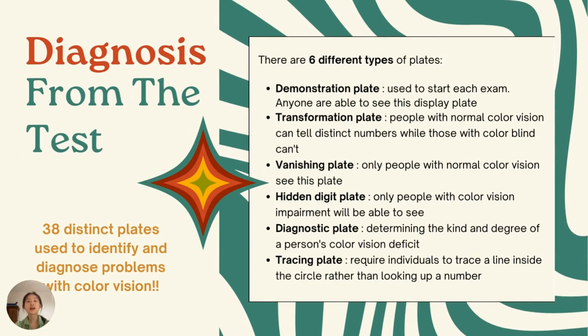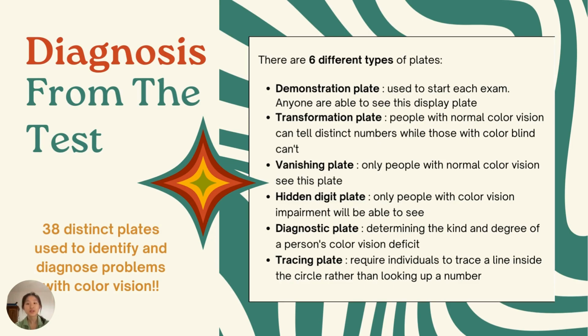So basically, there are 38 plates used in the Ishihara test that can be used to identify and diagnose problems with color vision, and there are 6 different types of plates used in this test, which are demonstration, transformation, vanishing, hidden digit, diagnostic, and tracing plates. A demonstration plate is used to start each exam. Anyone, whether they have normal vision or color vision impairment, is able to see this display plate.